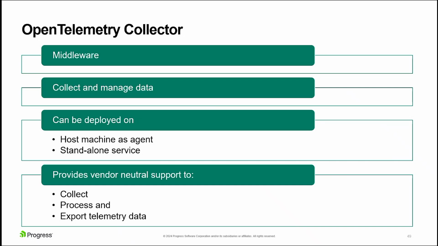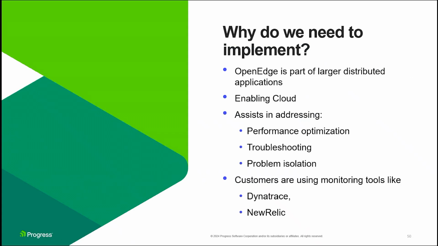And this has two deployment models: an agent that resides on the same host as the application, or alternatively a standalone process completely separate from the application. So why do we need to implement this in OpenEdge? As of release 12.7, OpenEdge currently lacks deeper monitoring capabilities. That is, when OpenEdge is part of a bigger ecosystem in our customer applications, it is tough to identify performance bottlenecks, especially with respect to PASOE and AVM.